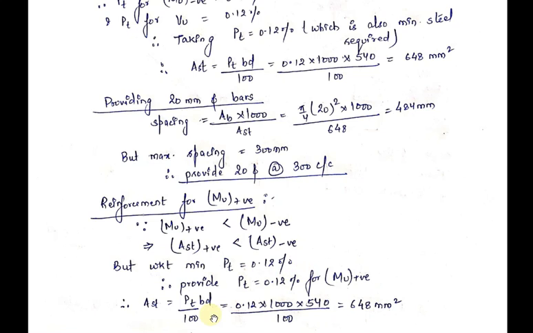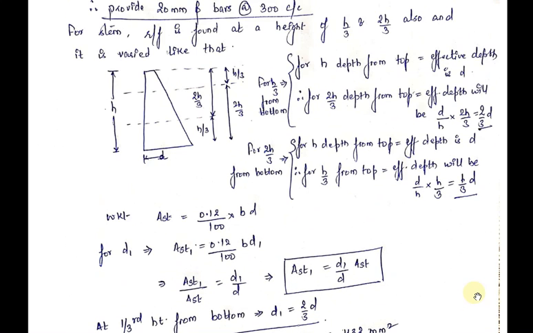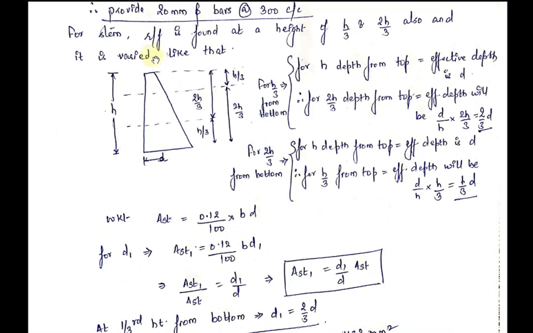to 0.12 percentage. Therefore, from this formula, I can calculate the value of AST, which will come out to be 648 mm square. Now, we will provide 20 mm dia bars at the rate 300 center to center for Mu positive. See, now this is your stem. Now, as the height of the stem increases, the reinforcement also has to be decreased. Now, we will find out how much reinforcement has to be decreased.